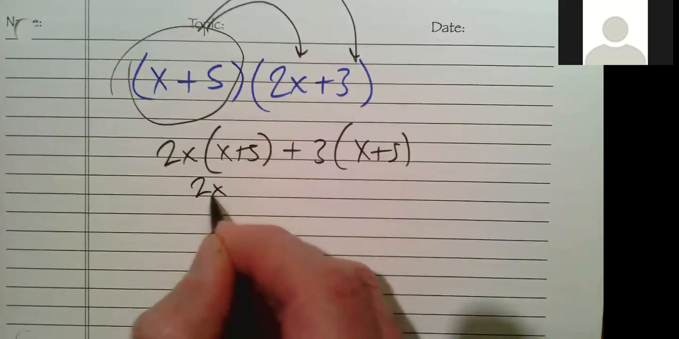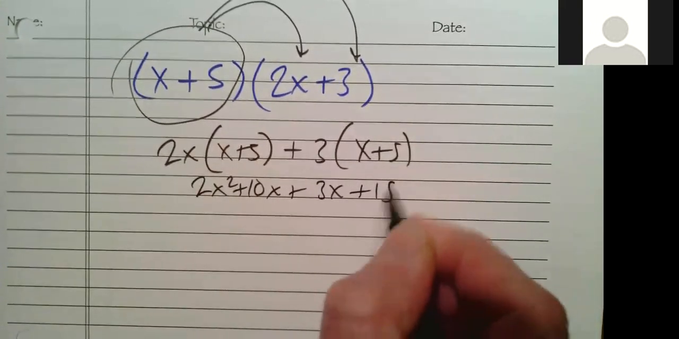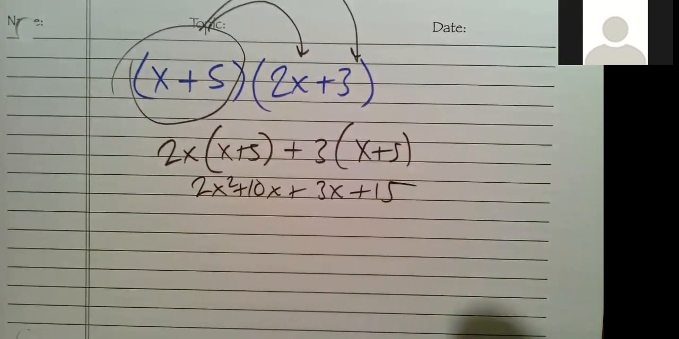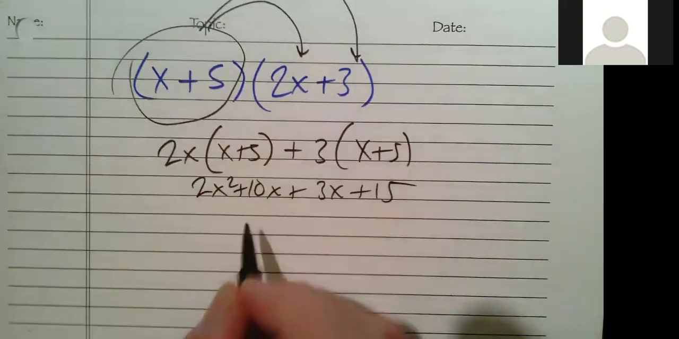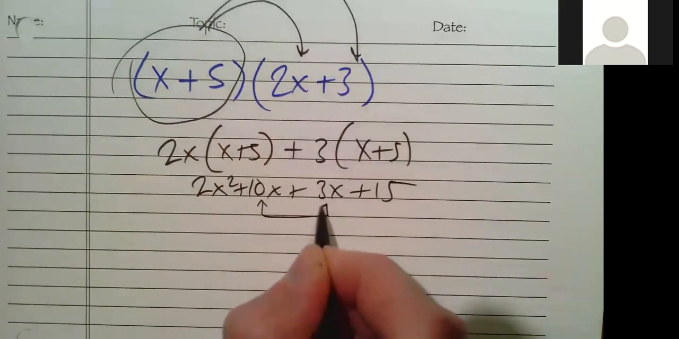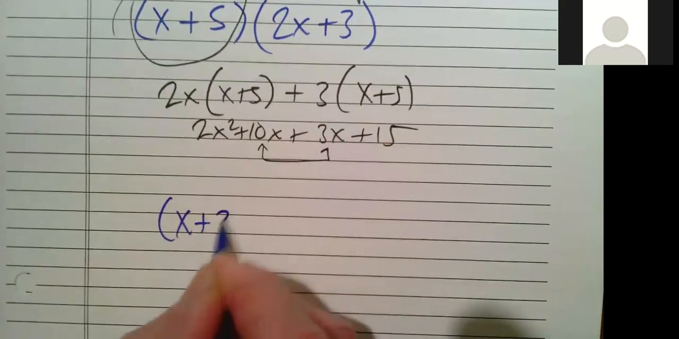So we'll get 2x squared plus 10x, and we'll get 3x plus 15, and then I got to combine like terms. That is a way that we can look at using the distributive property to show this. And almost always, guys, the middle 2 terms are going to be our like terms that we can combine because they're just x terms.